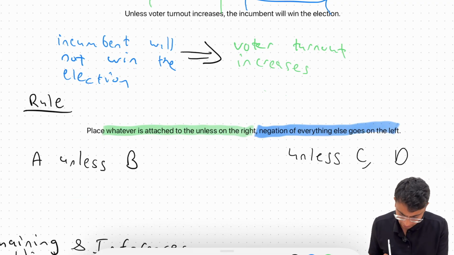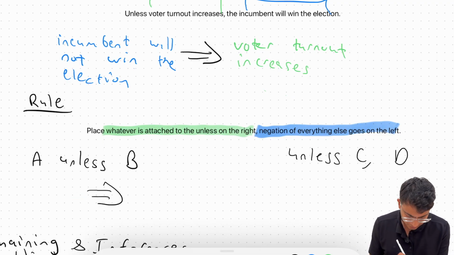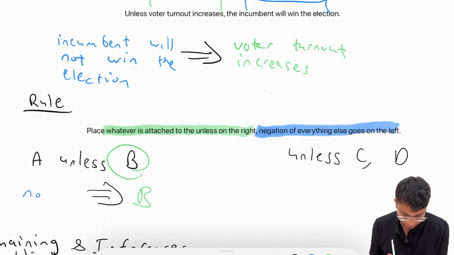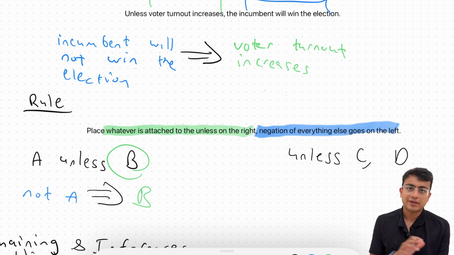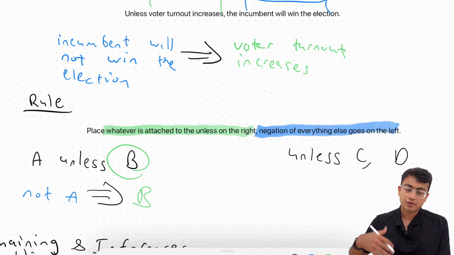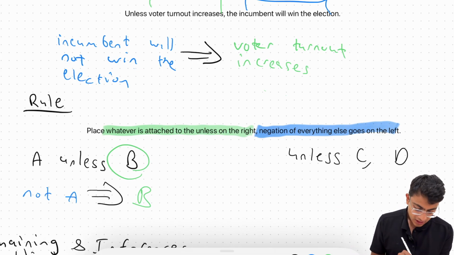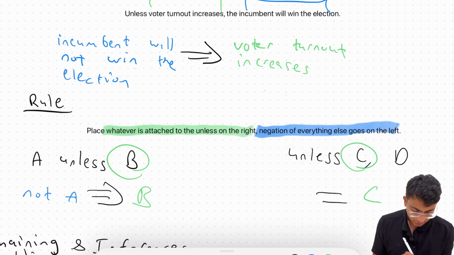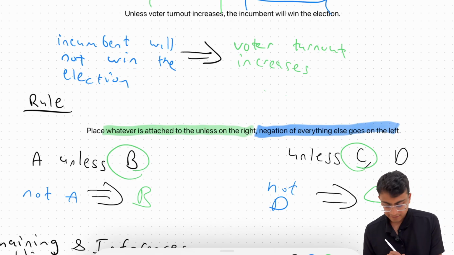A quick summary: we have our arrows as always. Whatever is attached to the unless goes on the right. The negation of everything else goes on the left. And this works regardless of the placement of the unless. So if unless is before everything else, so unless C, D, same thing. Whatever is attached to the unless will go on the right, our arrow, and the negation of everything else will go on the left.